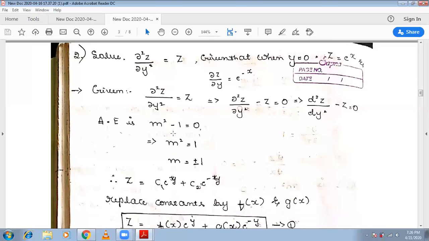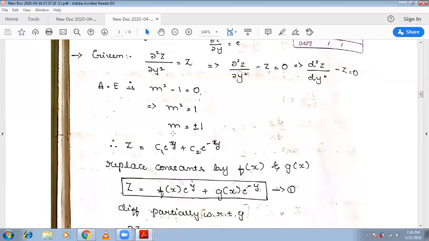First write the auxiliary equation. The auxiliary equation is m square minus 1 is equal to 0. If we solve this equation, we obtain two roots, plus or minus 1. Next write the solution z in terms of y. As I told you, here the independent variable is y. So write the solution as C1 into e power y plus C2 into e power minus y.